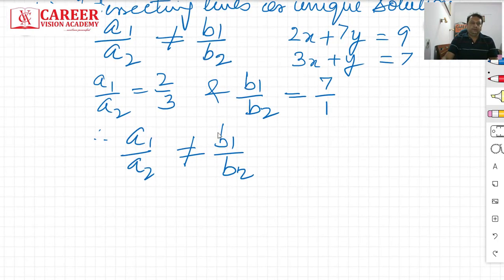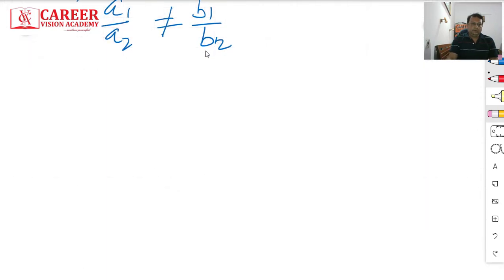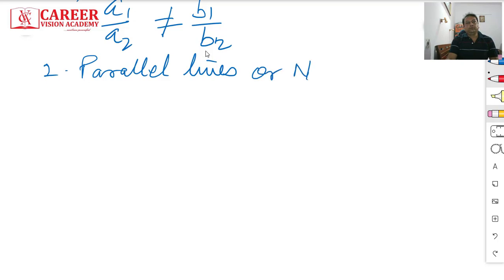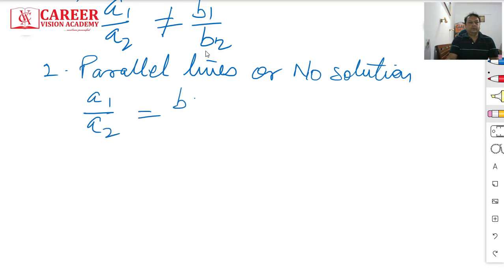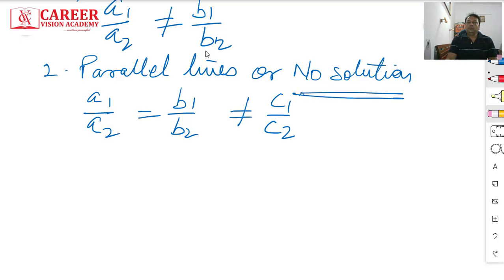And the second case is parallel lines, or no solution. In this, a1 upon a2 is equal to b1 upon b2, which is not equal to c1 upon c2. This is the condition. That means a1 upon a2 is equal to b1 upon b2 is not equal to c1 upon c2. This is the situation where the lines are parallel, or we say they have no solution.